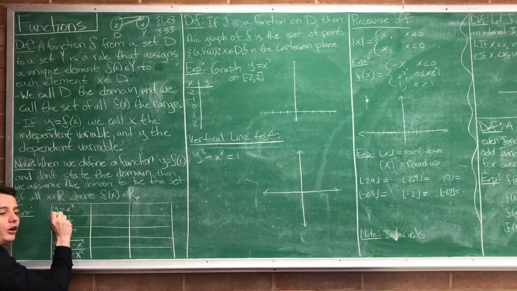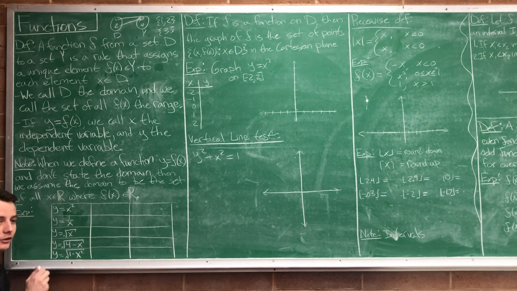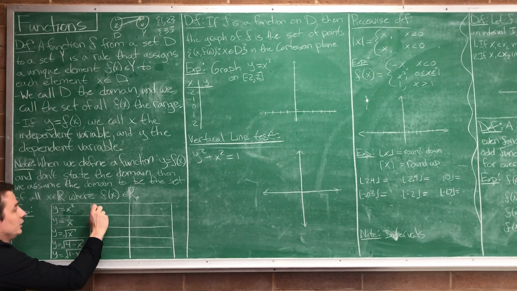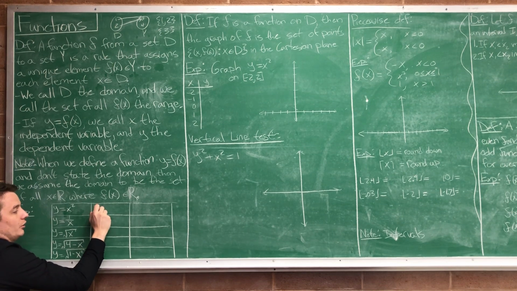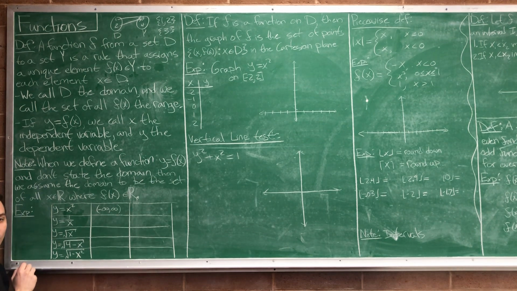What is the domain? What are all the numbers I can plug into that function and still get a number out? All the numbers. Every number. So I could use R here to mean all real numbers, or I could use interval notation, which says all the numbers from negative infinity to infinity. All the numbers. Good?